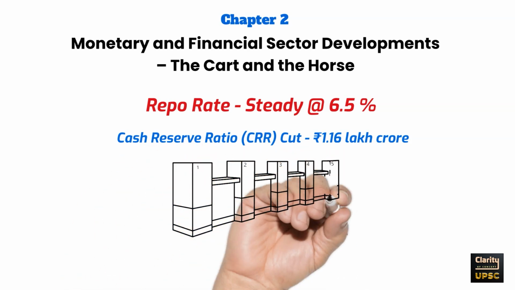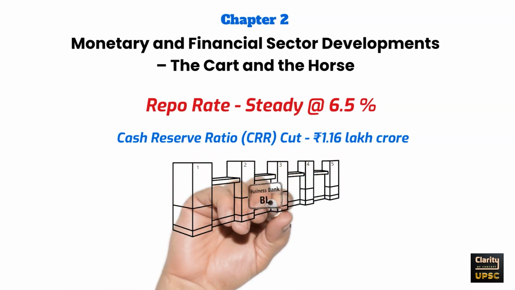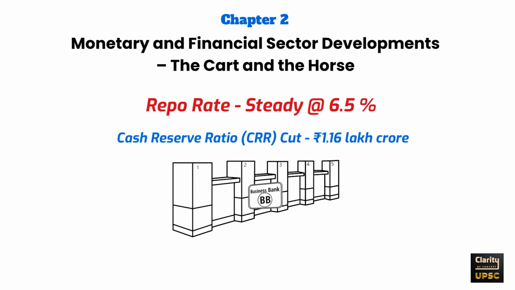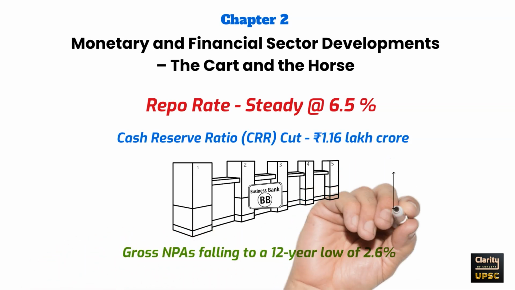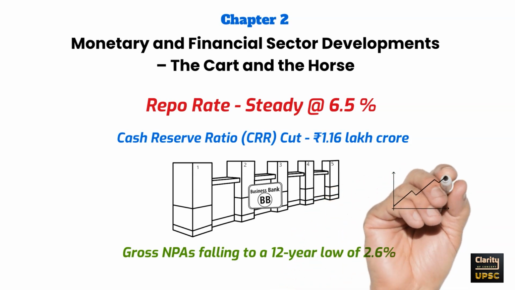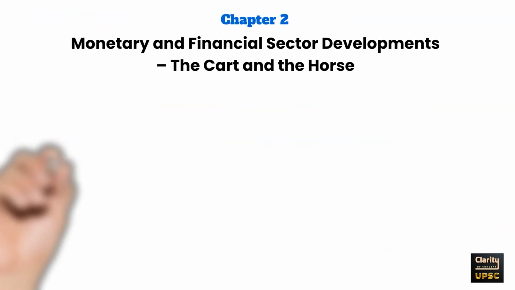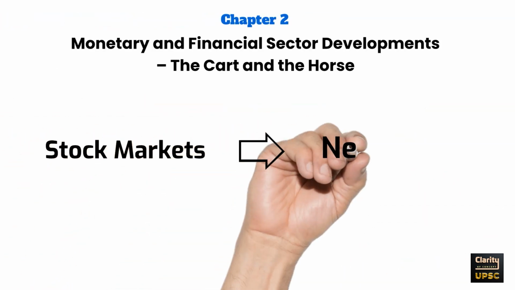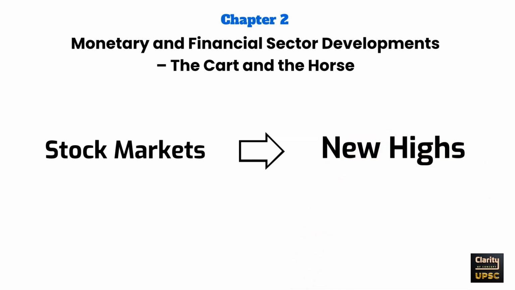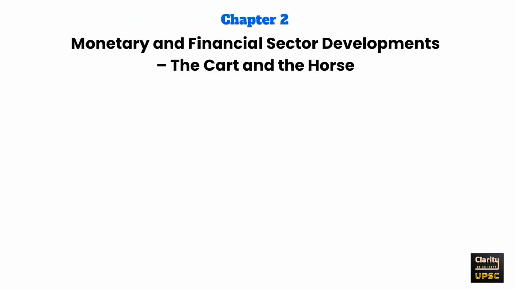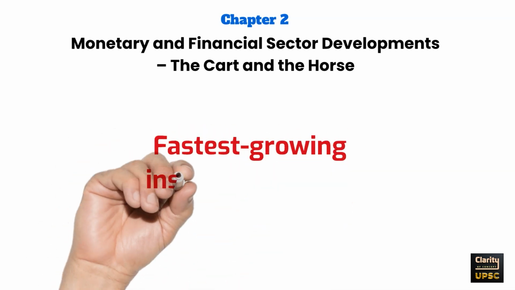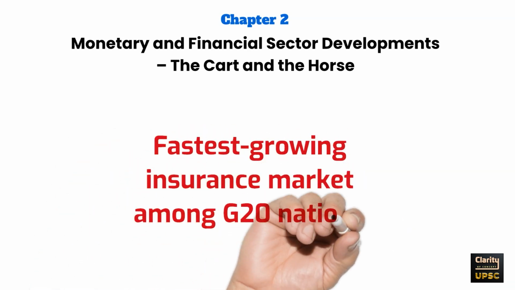The banking sector remains strong and well capitalized, and NPA has also fallen. It has fallen to a 12-year low of 2.6%. That indicates an improved financial health. The survey also says stock markets have surged to new highs. This is because of increased retail and institutional participation. Financial inclusion is expanding, and India is set to become the fastest growing insurance market among G20 nations.